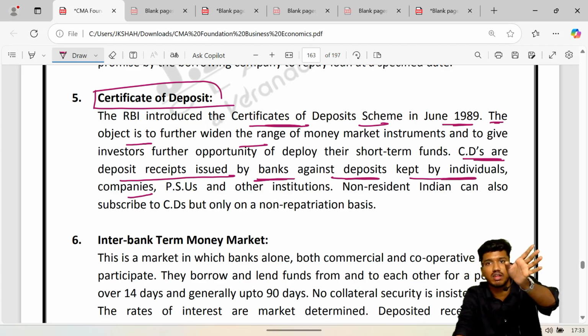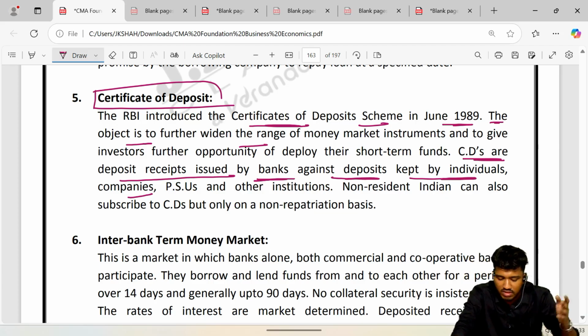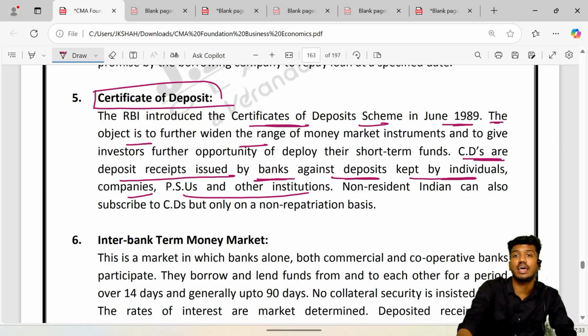One bank can also invest in another. Companies can invest. Investors, individuals, we as individuals can invest. Other institutions can invest. At the same time, any non-resident NRI can also invest.